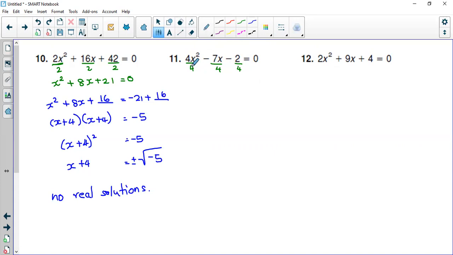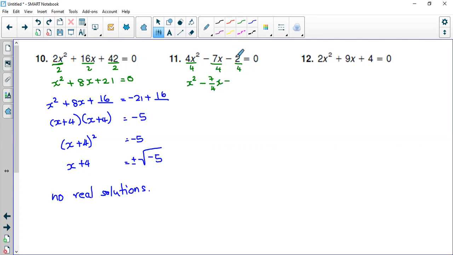Okay, so 4 divided by 4 is 1. That would eventually give you an x square minus. Now you cannot divide 7 by 4 without getting a decimal or a remainder. So when you get such numbers where you divide and get a decimal or a remainder, you simply leave the number as it is, because it's easier for us to solve fractions rather than decimals in these cases.